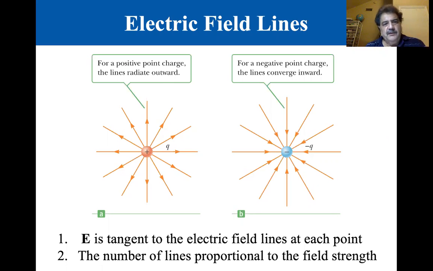So let's start over here with the positive charge. For a positive point charge, the lines radiate outward. For a negative point charge, the lines converge inward. So positive, they go out; negative, they go in. The negatives attract the field lines, and the field lines emanate from the positive charge. The electric field is tangent to the electric field lines at each point. The number of lines is proportional to the field strength.